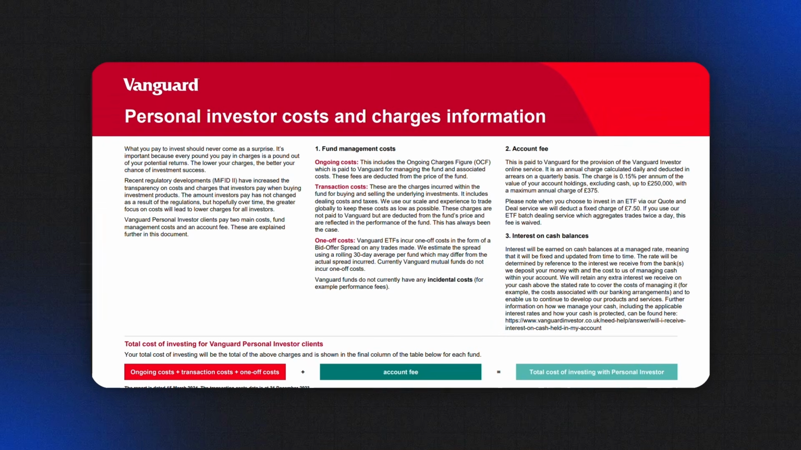One thing I continue to love about Vanguard is that they are very transparent with the fees on their funds. You can see in their full costs and charges document exactly how much you will pay in all of these fees I'm going to talk you through in this video.